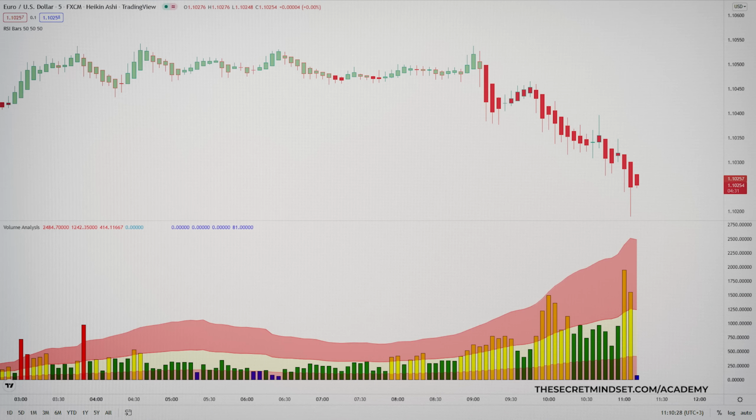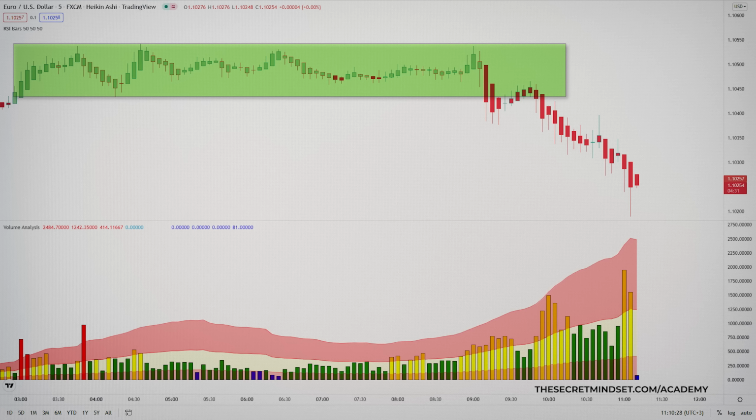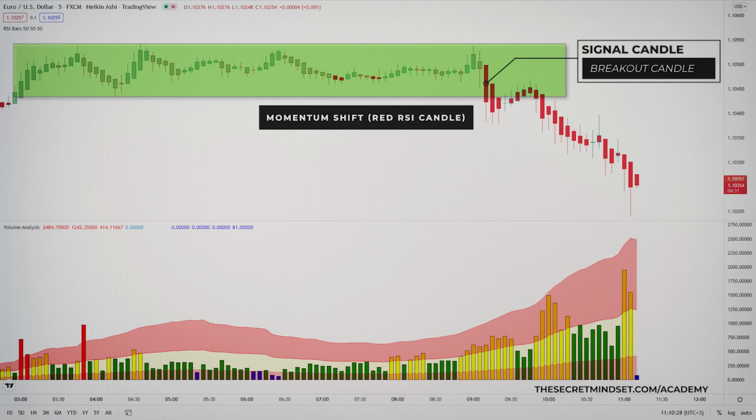Here is Euro USD on the 5-minute time frame. After this period of consolidation, we have our breakout, followed by a big bold candle. The candle closes well below the support level. We have a little break of structure, which could prepare the market for a shift in the short-term trend. This is highlighted by the shift in the color of the Heikin Ashi bar. Momentum also shifted to the downside, with the red candle appearing right at the moment of the breakout.